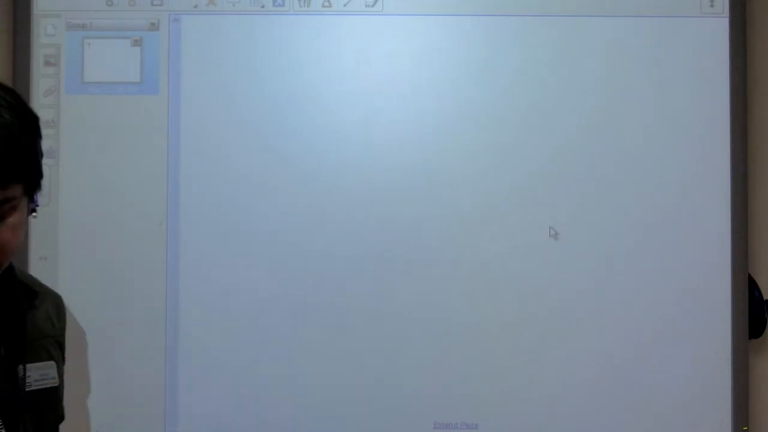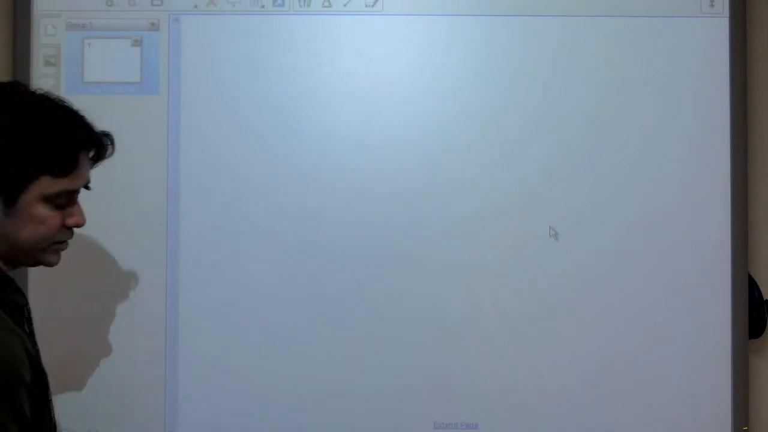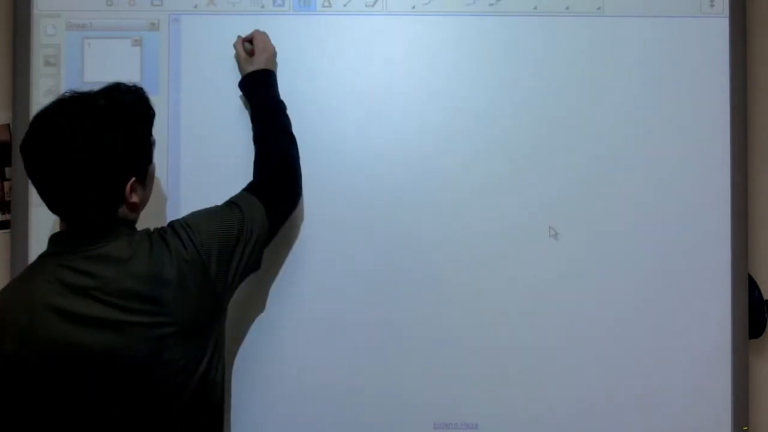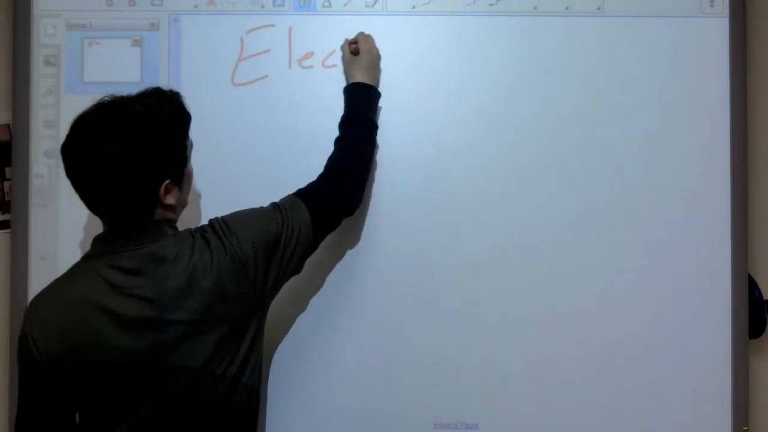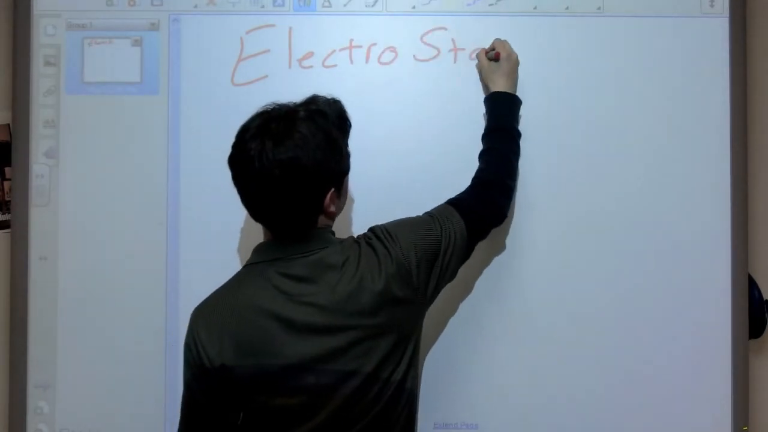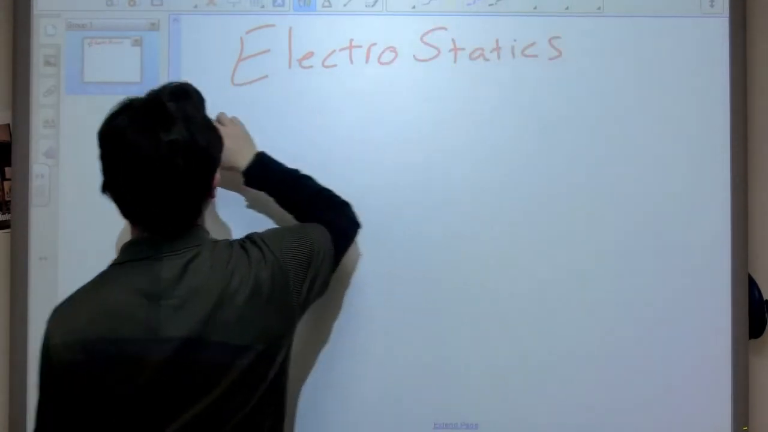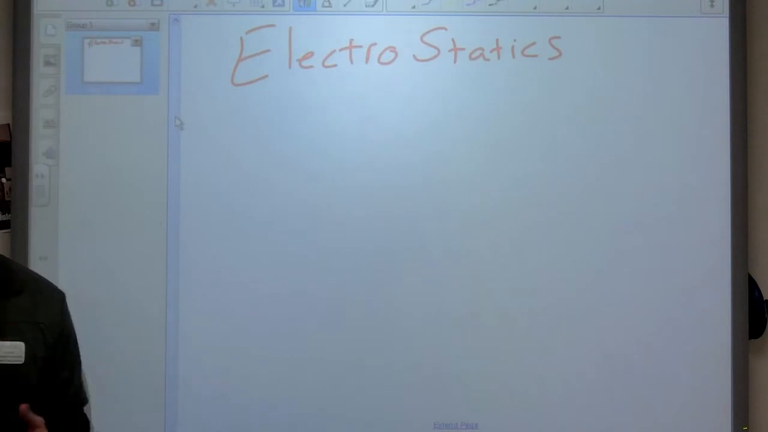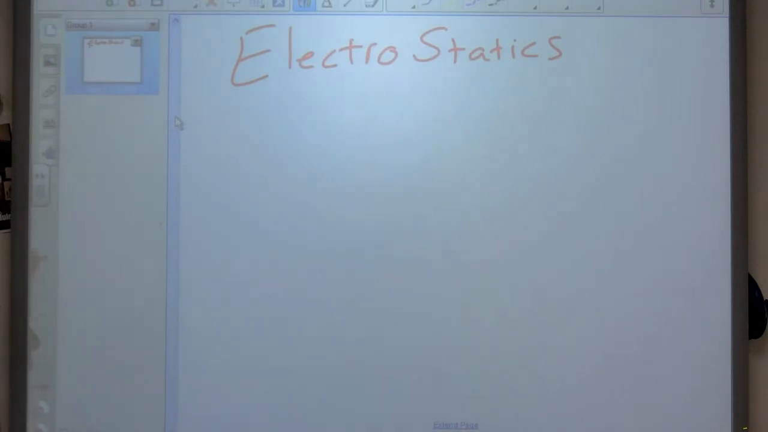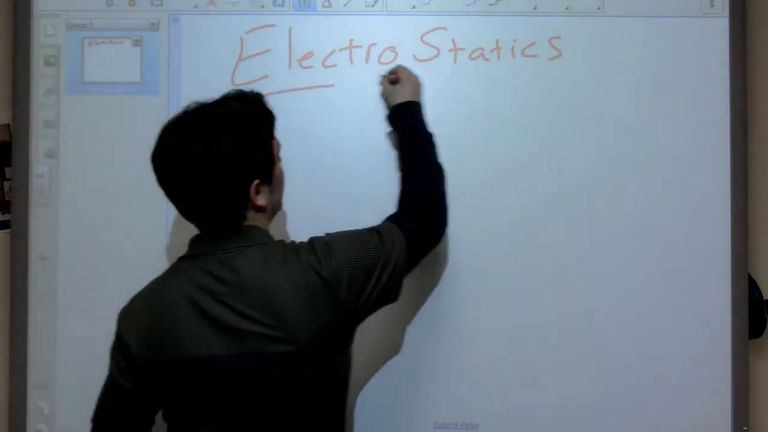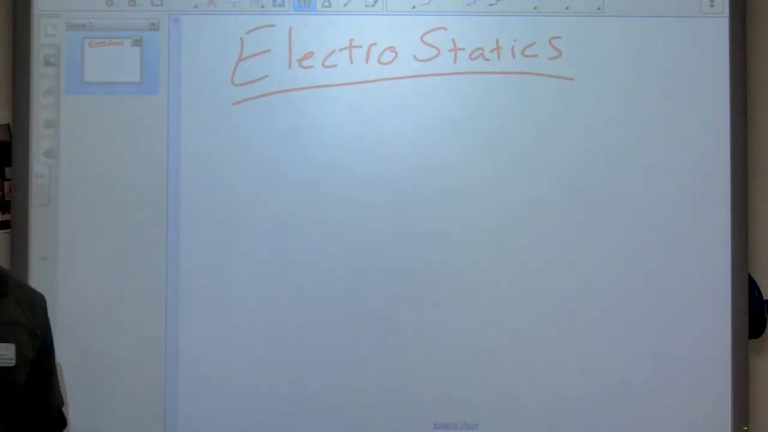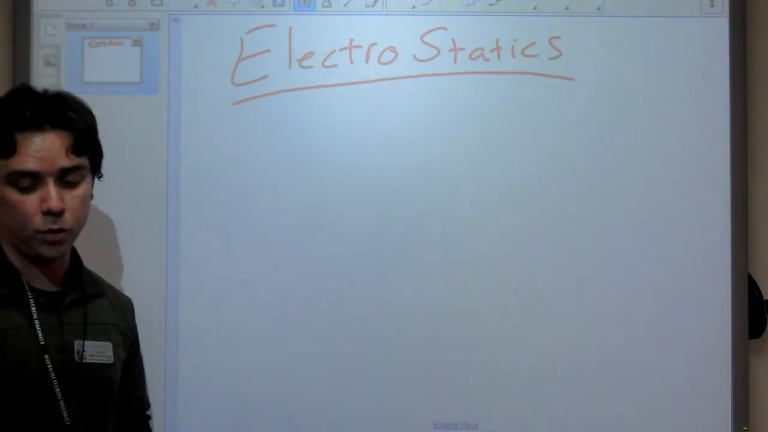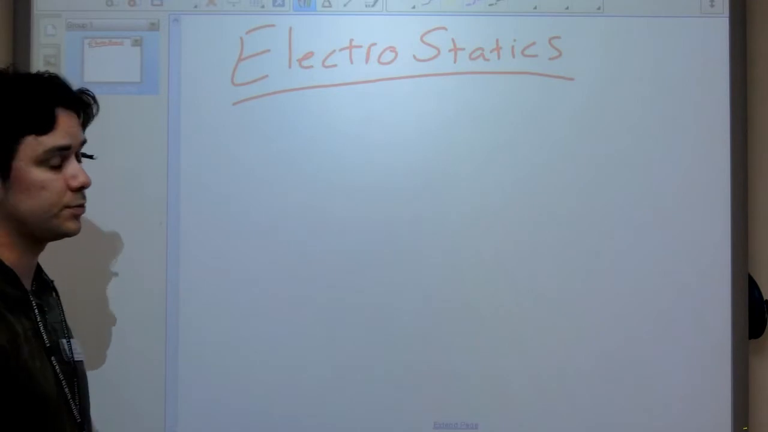Alright, so next up in our review sessions, we're going to go with electrostatics. Now in class we kind of combined a lot of electricity and magnetism together as one monolithic thing. Although if you pay close attention as you watch when we go through each of these, you'll see that they were actually smaller pieces.